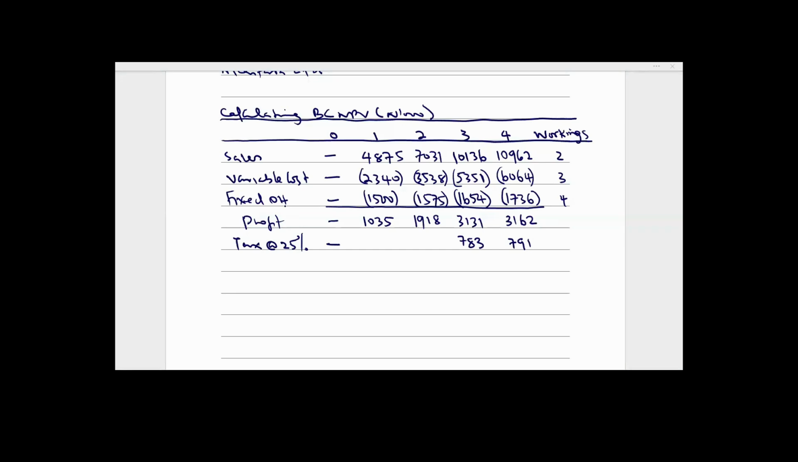This is 259. The second year is 290. 1918 multiplied by 0.25 is 480. Here is 480.